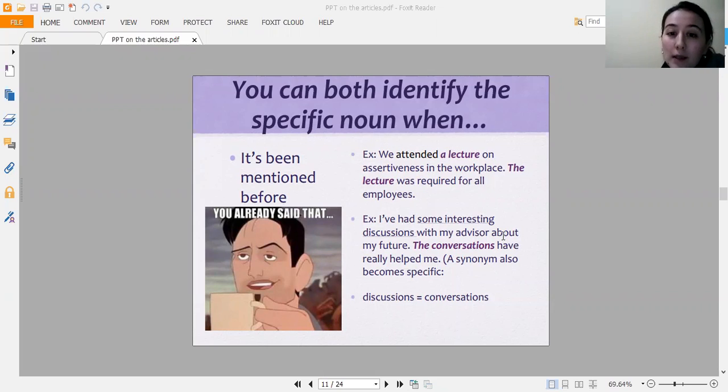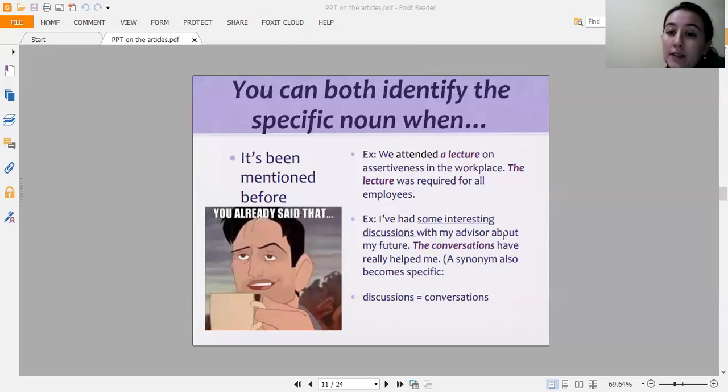So we attended a lecture on assertiveness in the workplace. The lecture was required for all employees. In the first case, the indefinite article a is used here, but in the second case, the definite article the is used before the word lecture because it is introduced for the second time. It has already been mentioned.